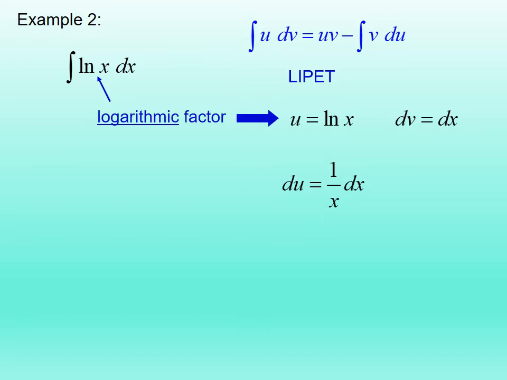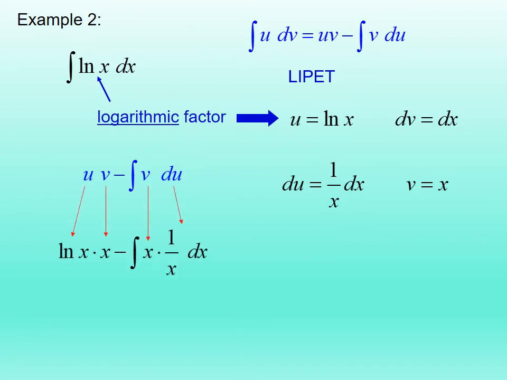And dv is equal to dx means if you take the integral of each side, v is equal to x. Good. Now write the formula again and place the expressions for u, v, du, and dv to get ln x times x minus the integral of x times 1 over x dx. X times 1 over x in this new integral is 1, and the integral of 1 is simply x, because when you differentiate x, it gives you 1, and your final answer is x ln x minus x plus c.